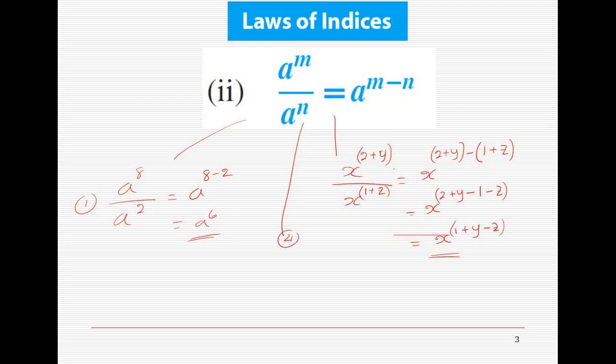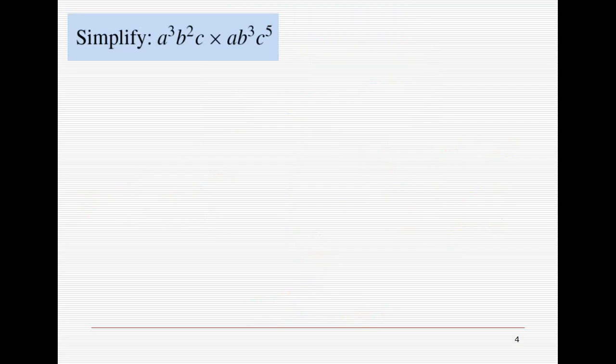Just another example with a fraction, a to the power half divided by a to the power 1/4. So we can rewrite this as a to the power half minus 1/4 or quarter. So we'll be getting 2 minus 1. Answer is a to the power 1 over 4, right? Just the application of the second law. So let's go into some more examples.